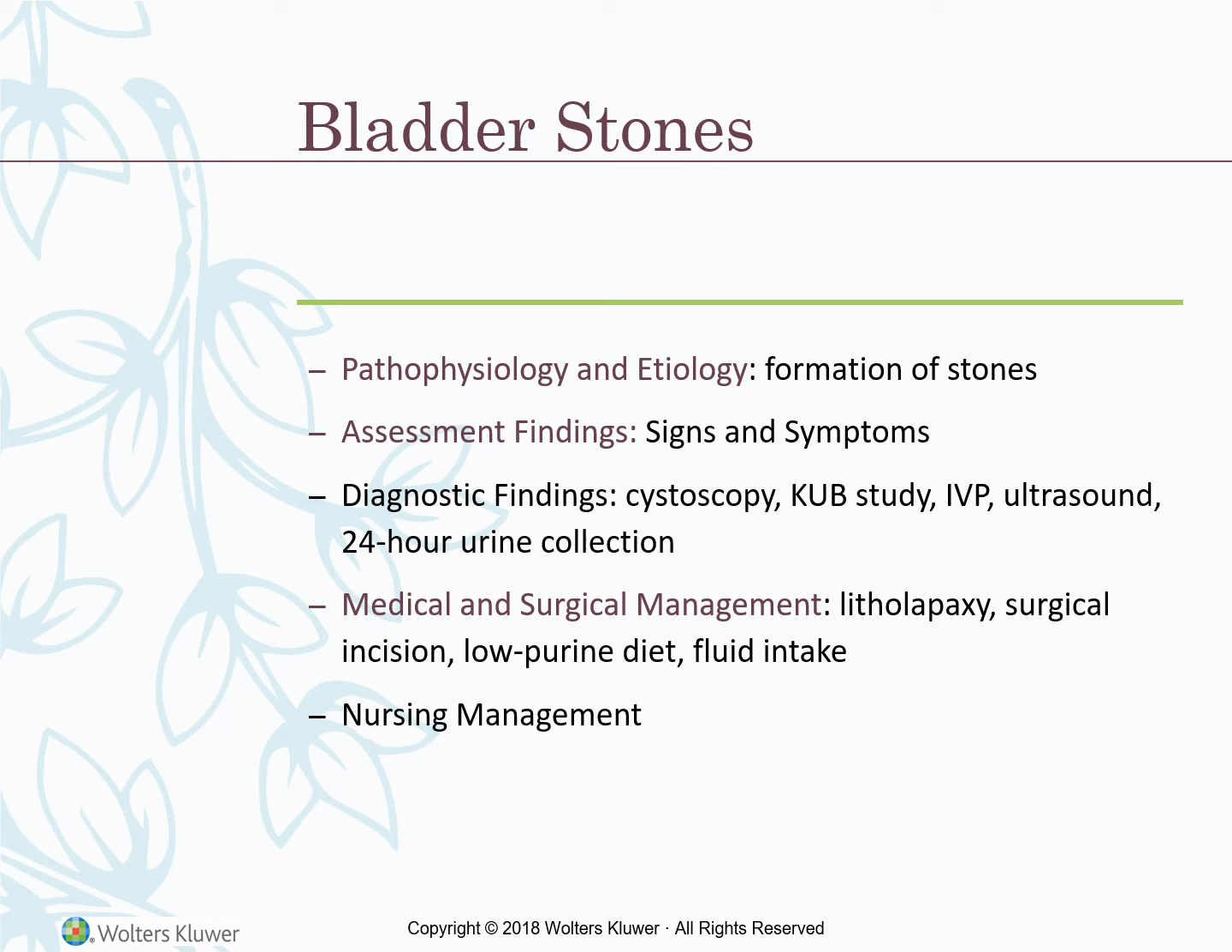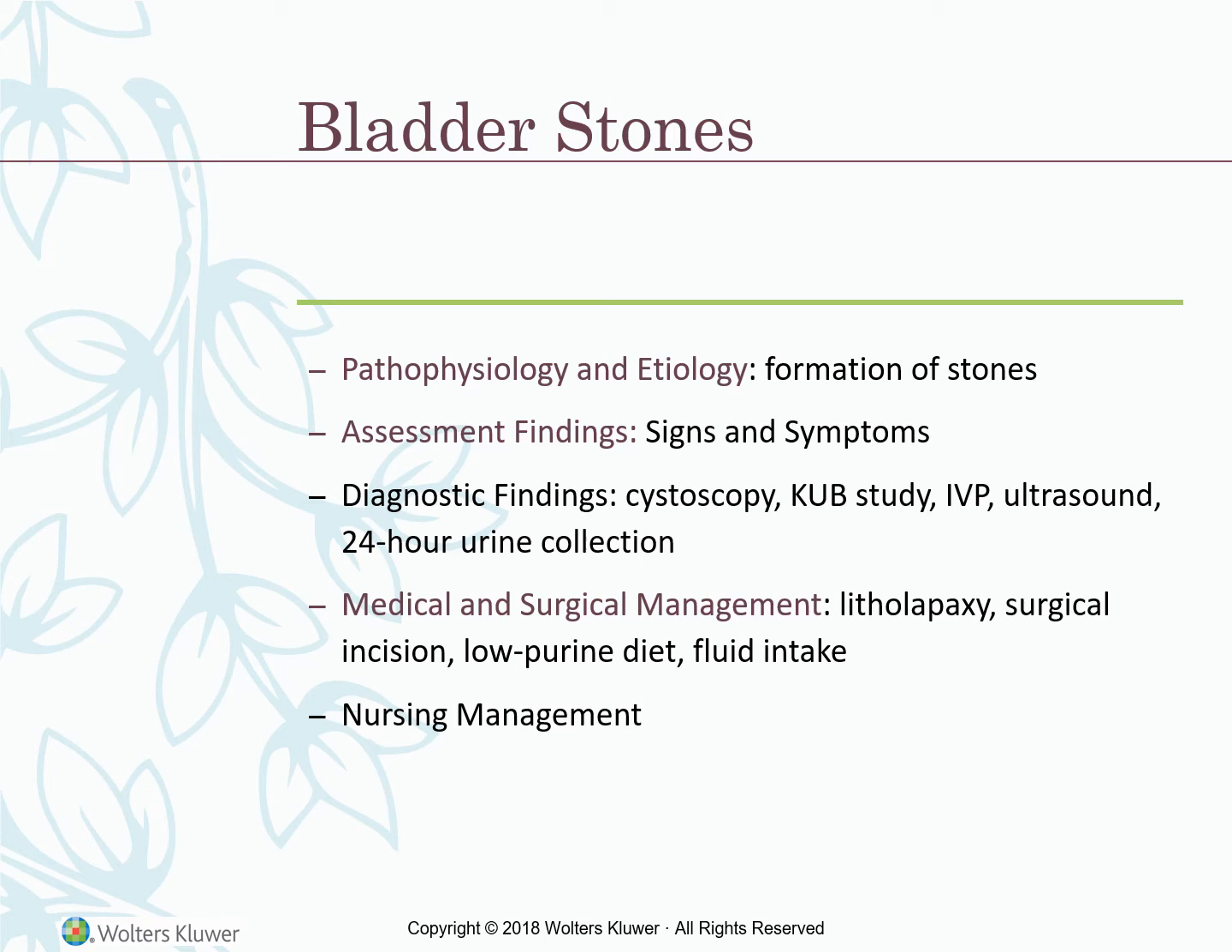Signs and symptoms include hematuria, cloudy or dark urine, suprapubic pain, difficulty starting the urinary stream, symptoms of a bladder infection, and a feeling that the bladder is not completely empty. Some clients experience pain with voiding. Other clients may have few or no symptoms.